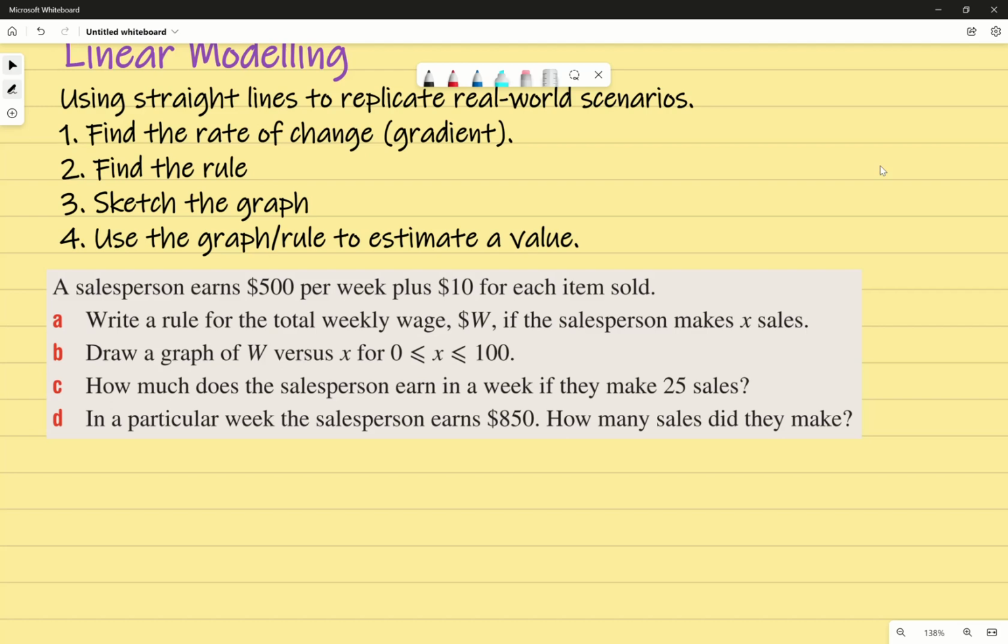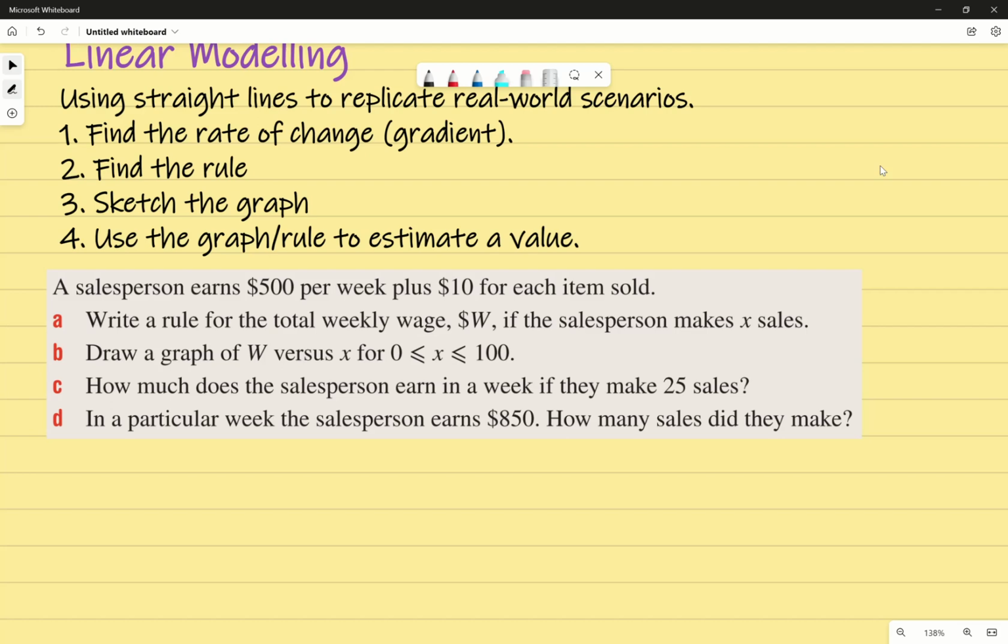It could be $500 per week. Thing is, right? Technically speaking, they're both rates. But the equation, and we didn't read far enough, my apologies, says write a rule for the total weekly wage if a person makes X sales. Yes? W equals 500 plus 10x.